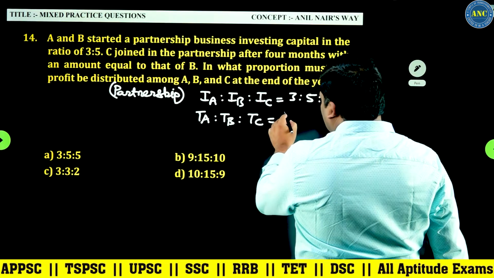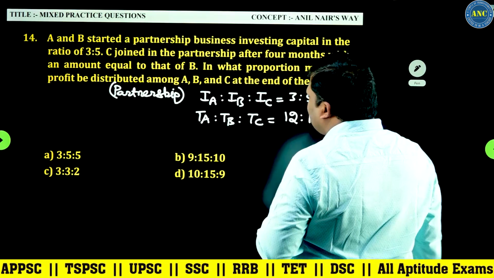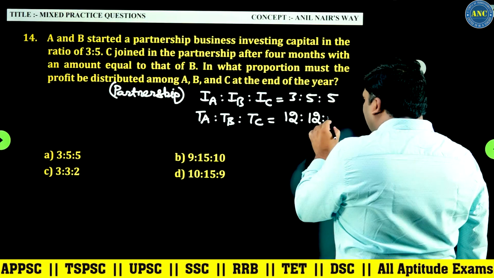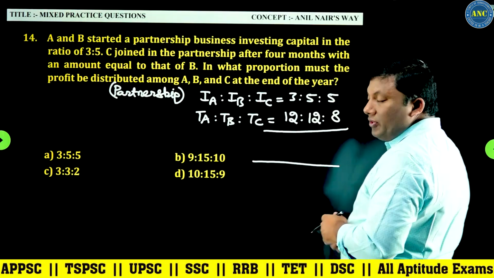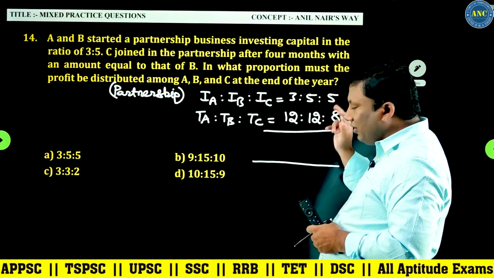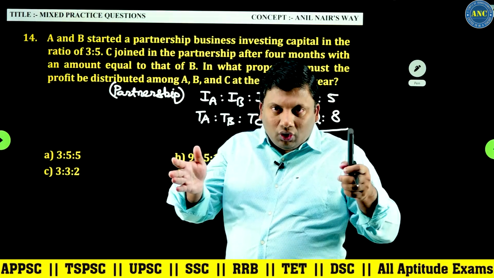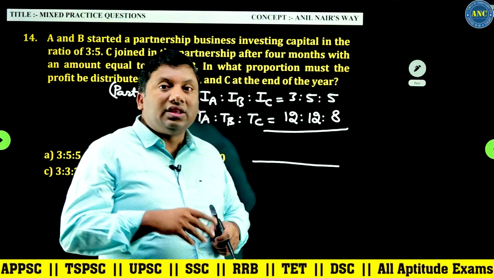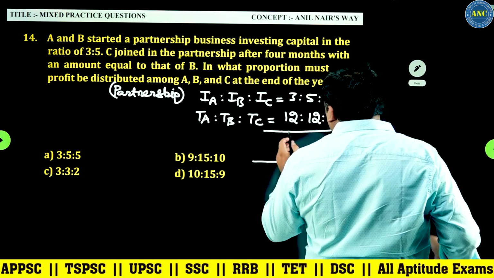So, A invested the money for 12 months, B also invested the money for 12 months, C joined after 4 months. That means C invested for 8 months. Investment of C is equivalent to investment of B. So, it is 5 is to 5. C invested in the business after 4 months. Total time period is 12 months. After 4 months, C invested. That means how much time he invested in the business? 8 months.